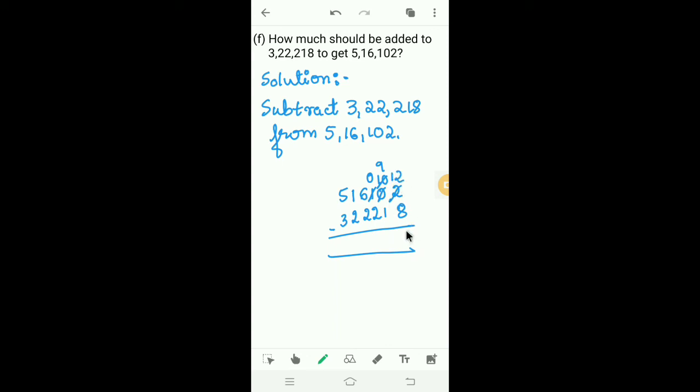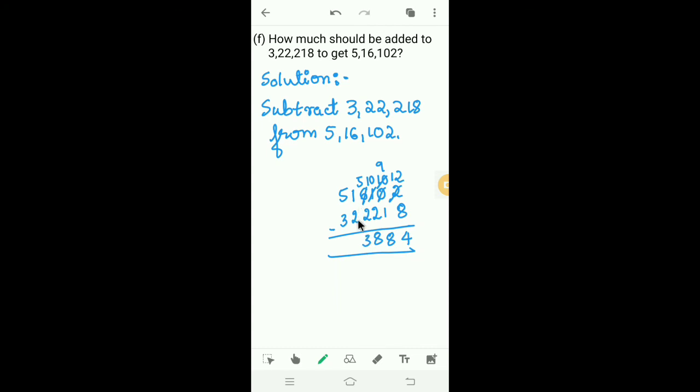12 minus 8 is 4. 9 minus 1 is 8. 0 minus 2, is it possible to subtract? No, it is not possible. So what we have to do? We have to borrow from the next number. Here the next number is 6. If you borrow from 6, then 6 becomes 5 and here 0 becomes 10. 10 minus 2 is 8. 5 minus 2 is 3.